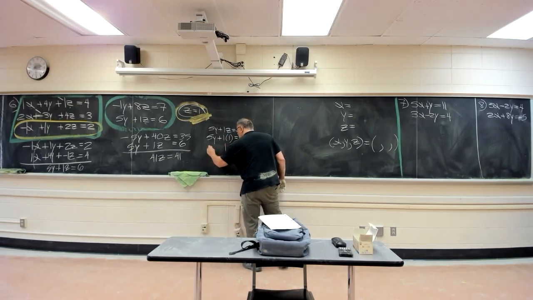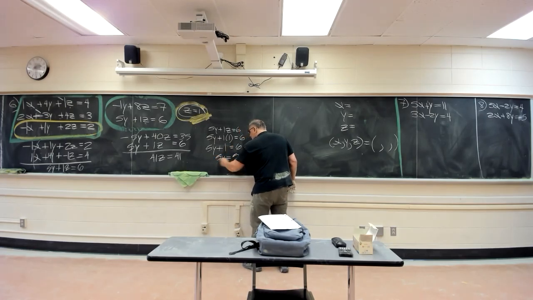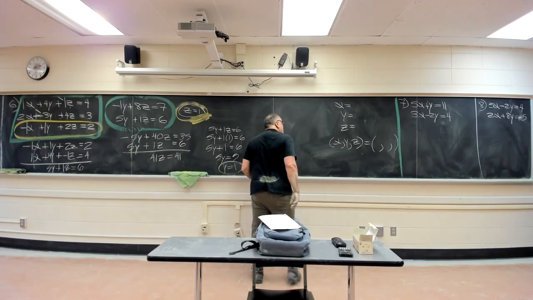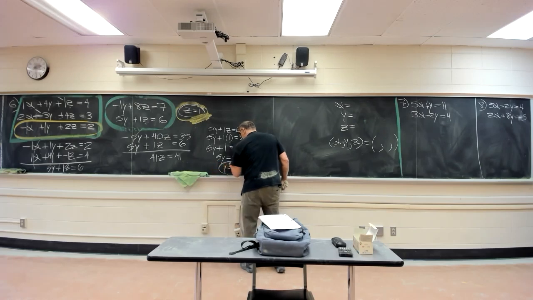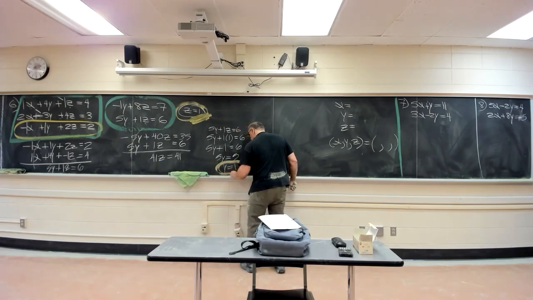1 times 1 is 1. 5y plus 1 is equal to 6. Subtract 1 on each side. Divide by 5 on each side. Kind of a boring answer on the whole thing, but it's happening. Y equals 1. Okay, that's kind of interesting.